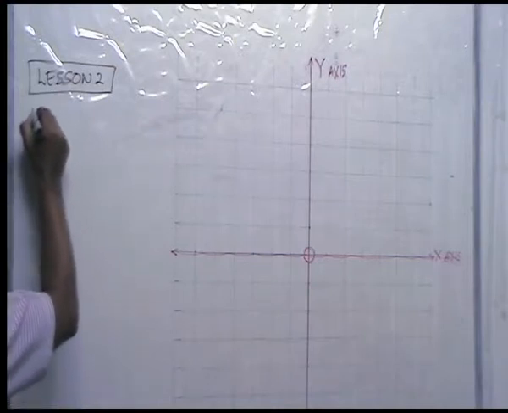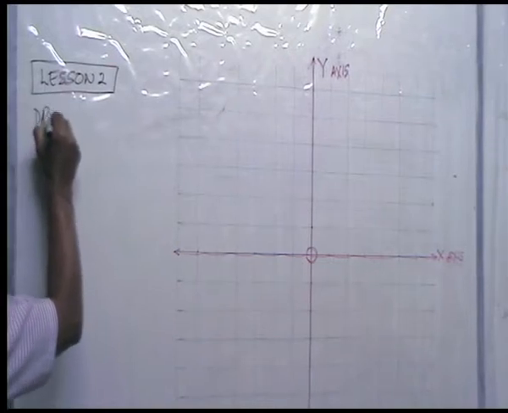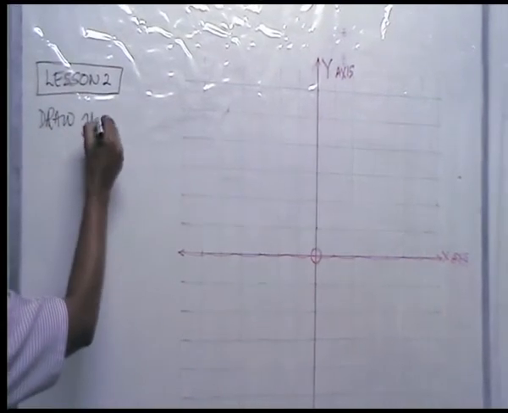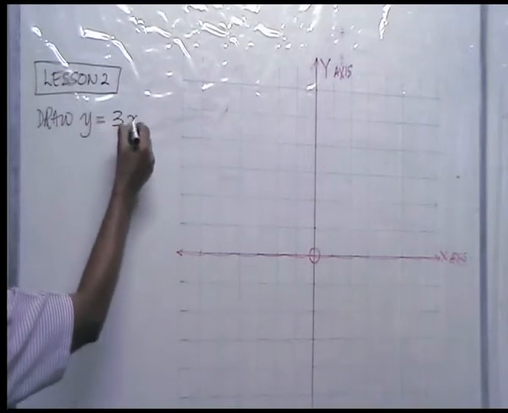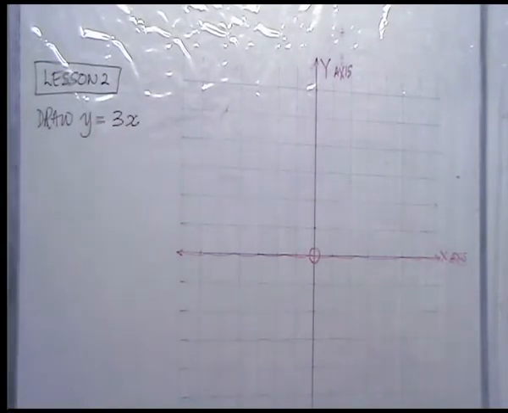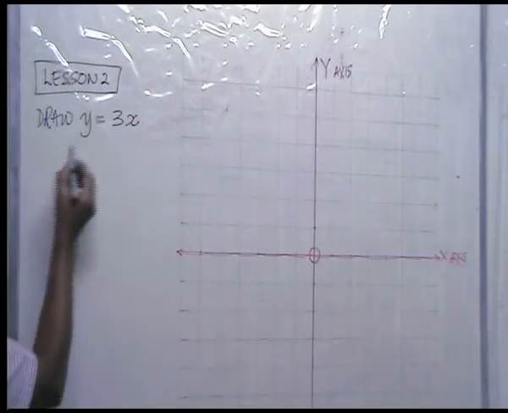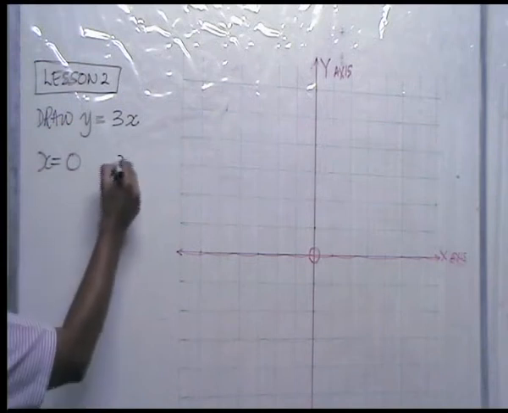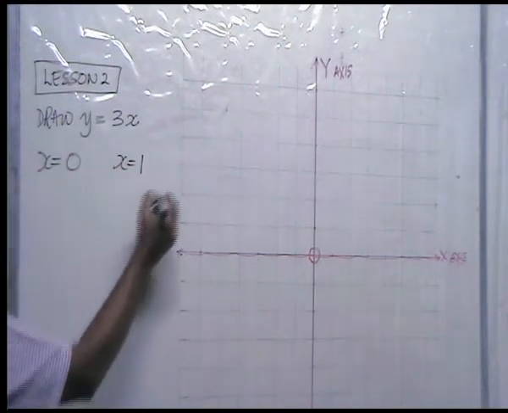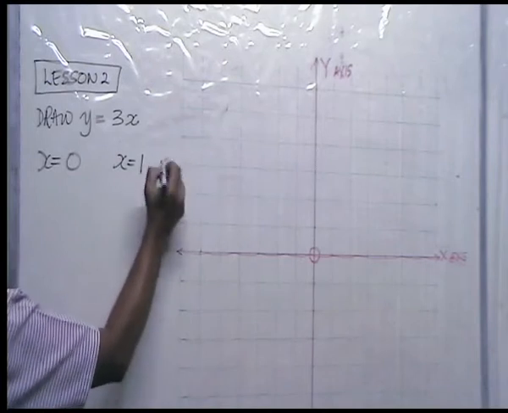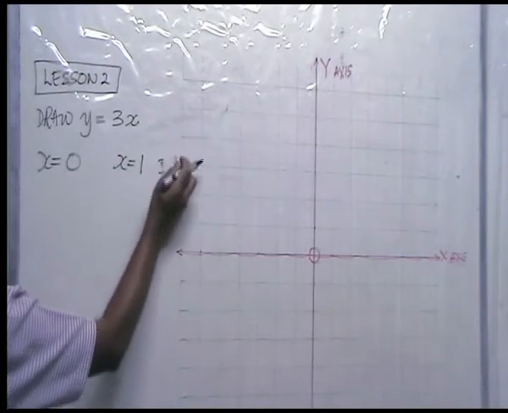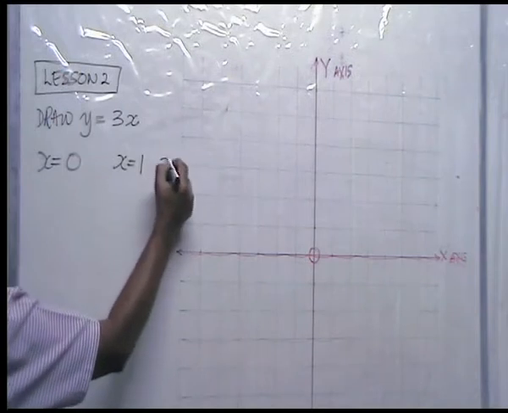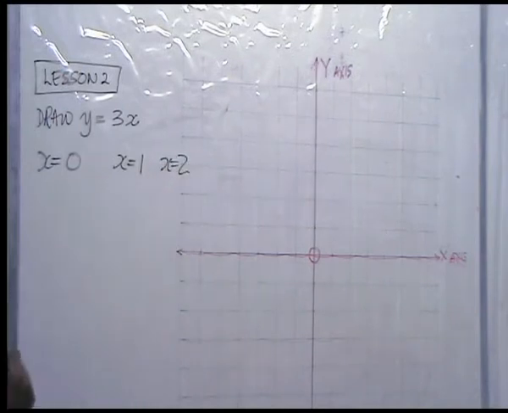Now the question is, draw y is equal to 3x. So we want you to draw this graph, y is equal to 3x. First thing I'm going to make ordered pairs. So you'll say, right, let x be 0, let x be 1, let x be 2.